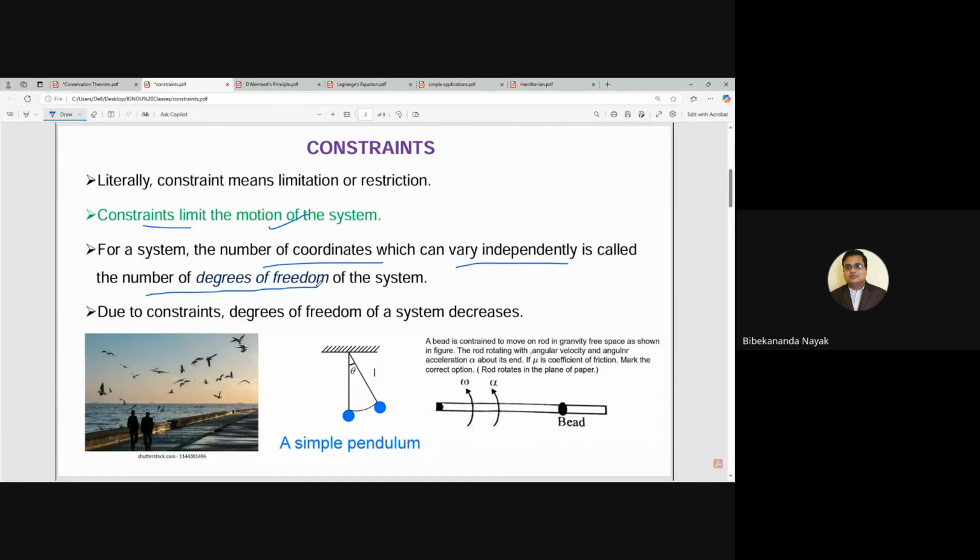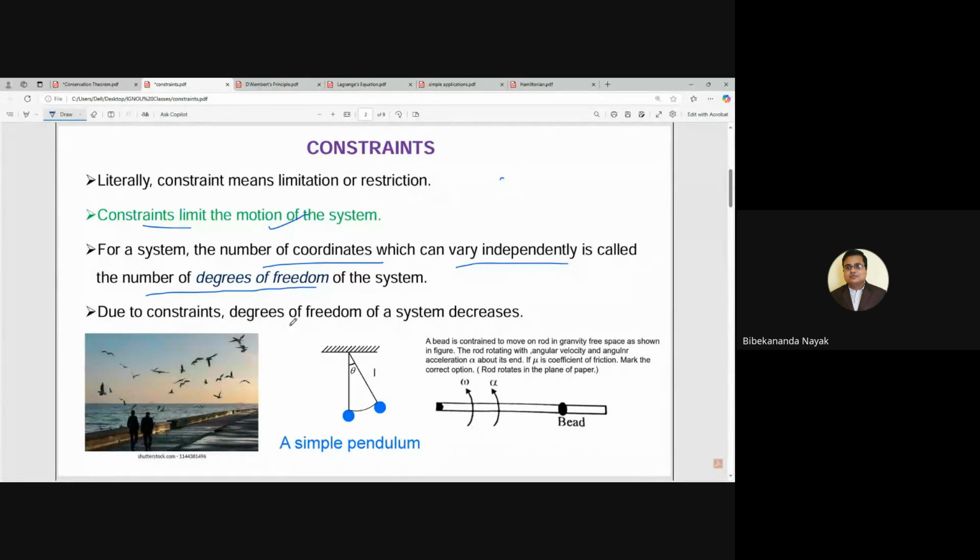Or you can say the number of coordinates required to completely specify the dynamics of the system, or the configuration of the system. The degree of freedom means the number of independent coordinates required to completely specify the configuration of the system. Or in other words, the number of coordinates we can vary independently. Suppose a motion in space, we have three coordinates: x, y, z. They can vary independently. So the degree of freedom is 3.